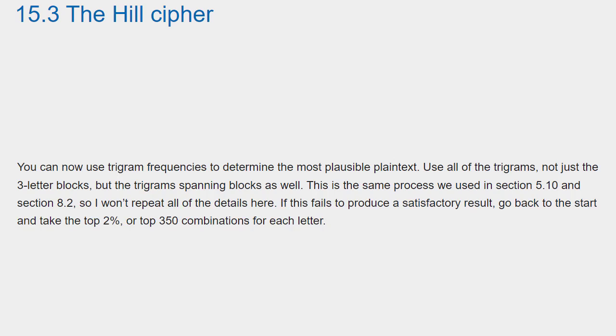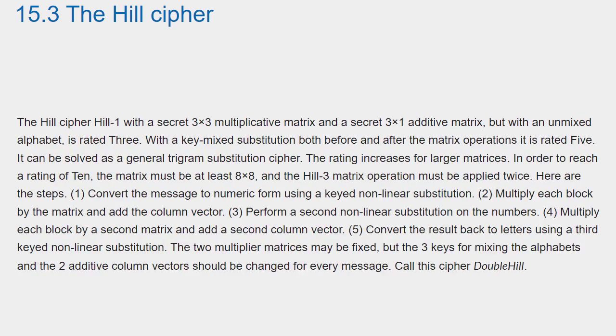You can now use trigram frequencies to determine the most plausible plaintext. Use all of the trigrams, not just the 3-letter blocks, but the trigrams spanning blocks as well. This is the same process we used in section 5.10 and section 8.2, so I won't repeat all of the details here. If this fails to produce a satisfactory result, go back to the start and take the top 2% or top 350 combinations for each letter.